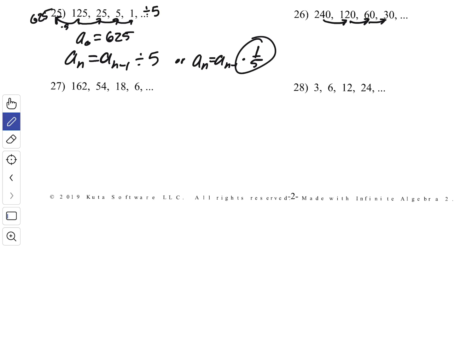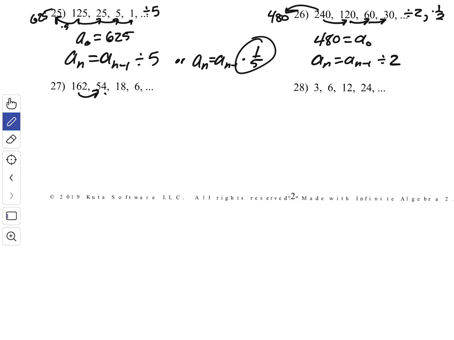240 to 120 to 60 to 30, definitely dividing by 2 or timesing by 1/2. Going backwards, we double it to 480. So 480 is my a sub 0, and a sub n equals a sub n minus 1 divided by 2.